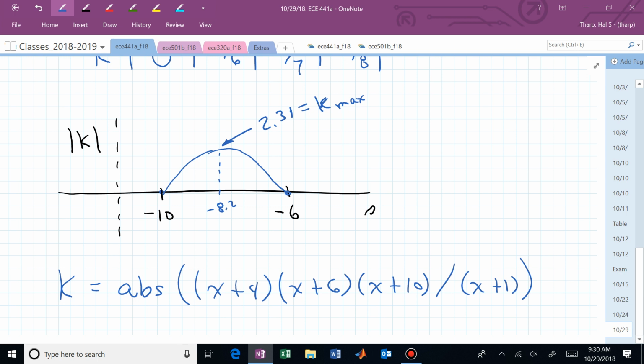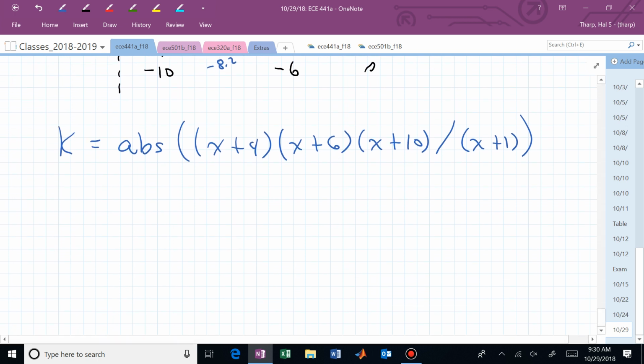Is it clear how we're using rule number 4, breakaway and reentry? If we were looking for a reentry, then we would look along a segment and try to find where that k experiences a relative minimum. That's where the branches would reenter the real line between, let's say, 2 poles or a zero and a pole, etc. That's rule number 4. Let's now look at rule number 5.